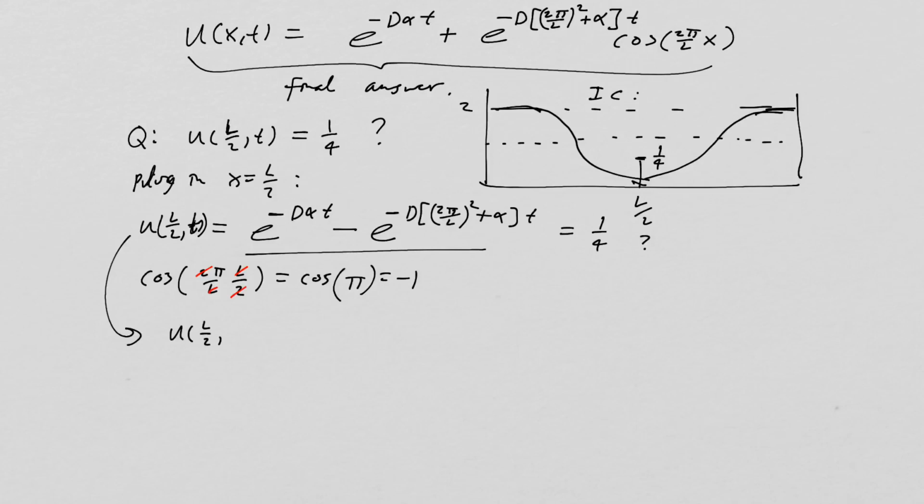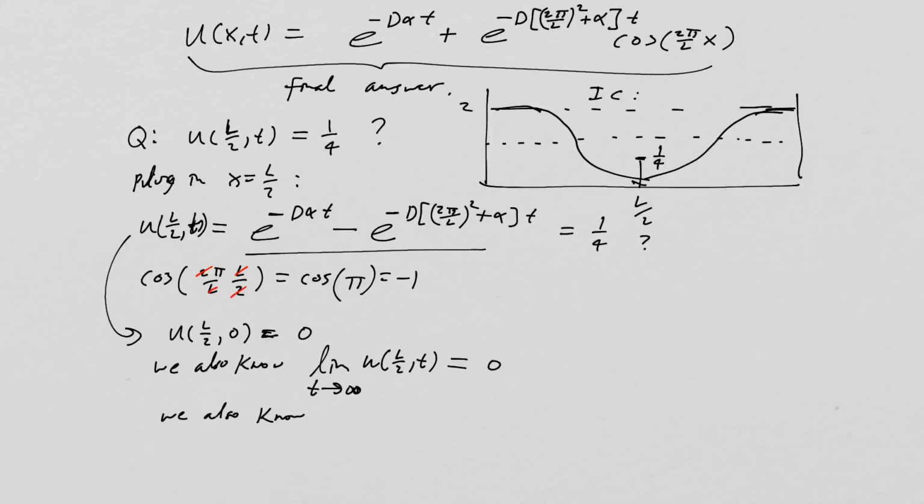So u of L over 2, if we plug in t equals 0, of course we're going to get 0, all right? So we're starting from nothing, and we're going to eventually increase a little bit. We also know that if I take the limit as t goes to infinity of u of L over 2 comma t, that should also go to 0. We also know that u can never be less than 0.